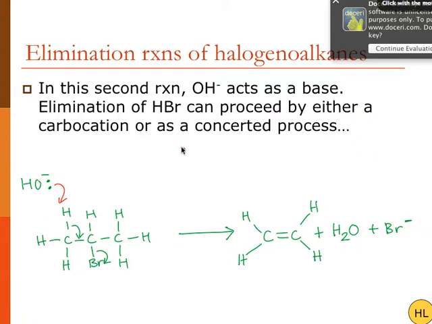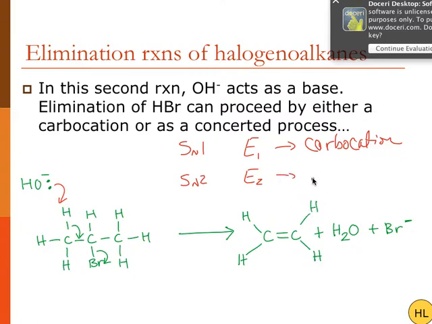If I would have an SN1 mechanism, the elimination can be referred to as an E1. If I have an SN2 mechanism, I would then have an E2. Remember, E1 is the carbocation, unimolecular, and E2 is bimolecular.